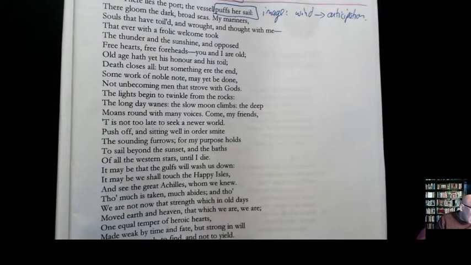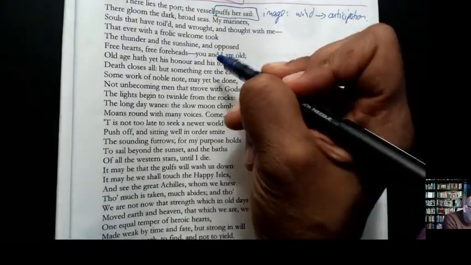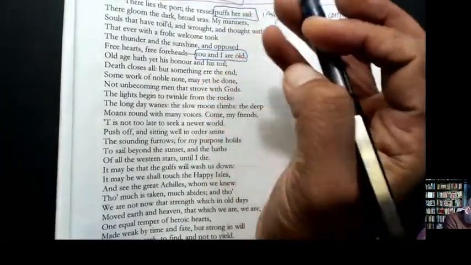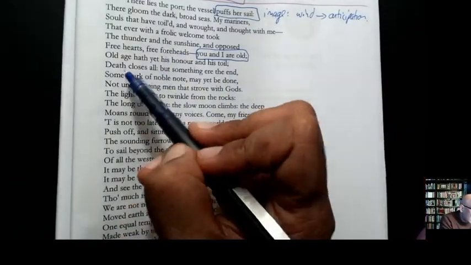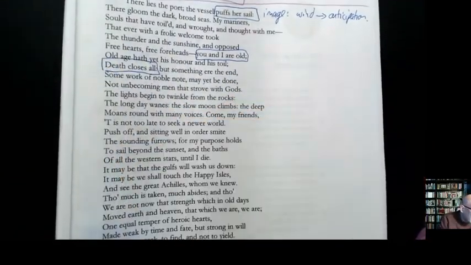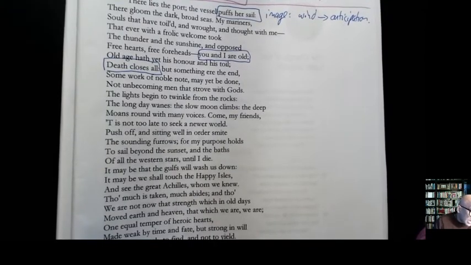That ever with a frolic welcome took the thunder and the sunshine, and opposed free hearts, free foreheads. You and I are old. Old age hath yet his honor and his toil. Death closes all. But something ere the end, some work of noble note, may yet be done, not unbecoming men that strove with gods.